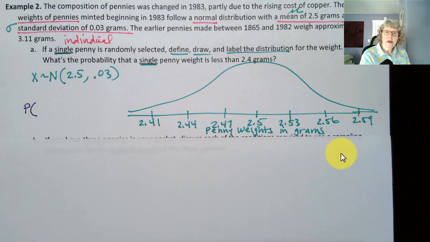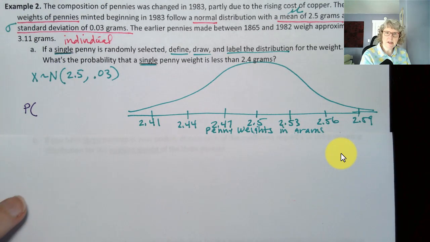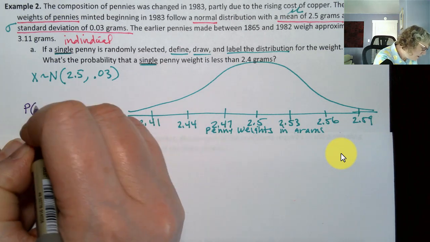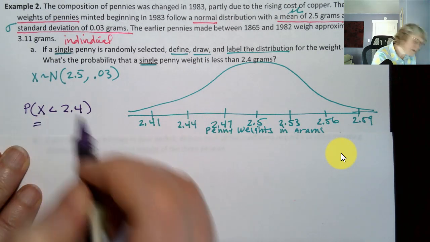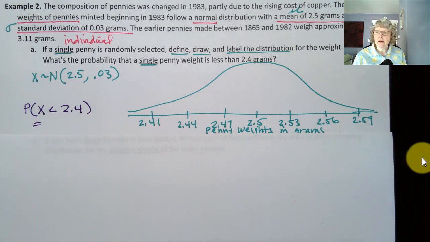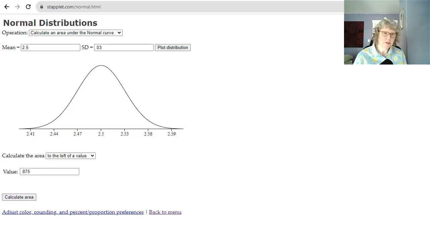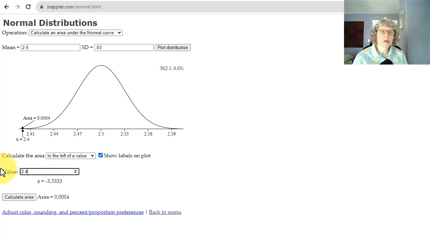And it's going to involve X. What's the probability that a single penny is less than, so X is less than 2.4 grams. Now we have to go over to Statplet at this point, and we are going to the left of a value, to the left of 2.4.